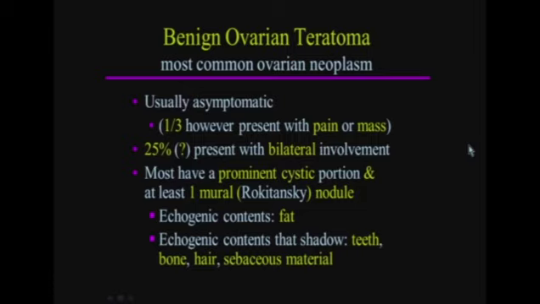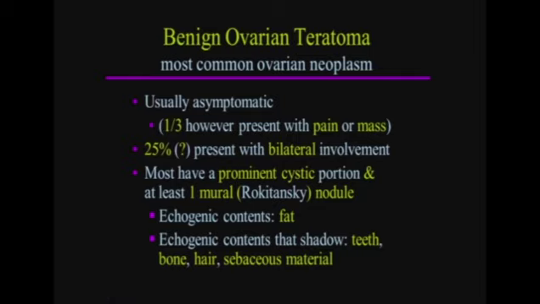It's the most common ovarian neoplasm in the adolescent and normal adult females. It's usually asymptomatic, but it's said that up to a third can present with pain or mass. 25% are said by some to present with bilateral involvement, but I think this is overkill and it's no more than 10%. Most have a prominent cystic portion and at least one mural Rokitansky nodule.